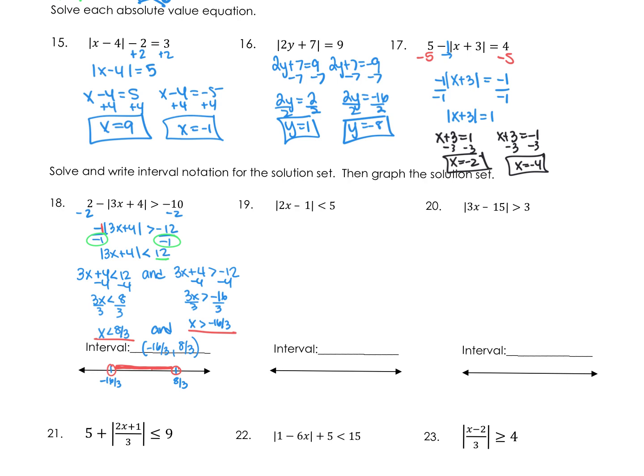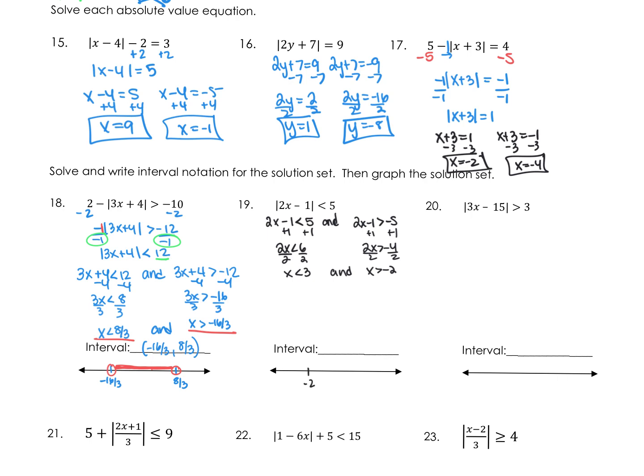All right, this absolute value is already isolated, so now we will just make our two inequalities. This one's 2x minus 1 is less than 5, so that'll be an and again. And then we'll flip the sign and make the number negative for the other side. We're solving. Divide by 2. So we have x is less than 3 and x is greater than negative 2.